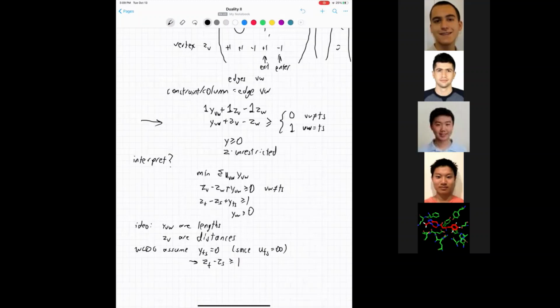Now, another thing that you can see looking at this linear program is that we only ever look at differences between Z's, right? ZV minus ZW or ZT minus ZS. So we can really add a constant to all of the Z's and we have an equivalent solution with the same objective value. So I'm actually going to add minus ZS to all of the Z's so that in fact ZS becomes 0.